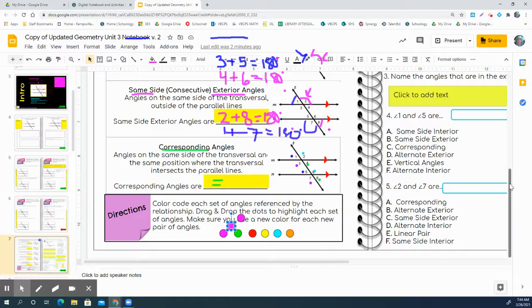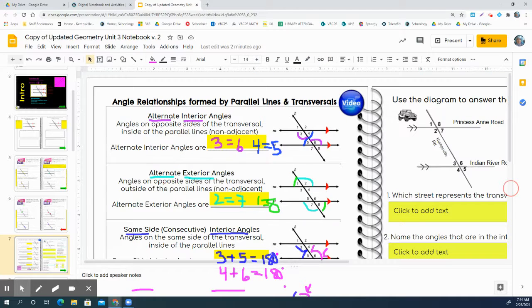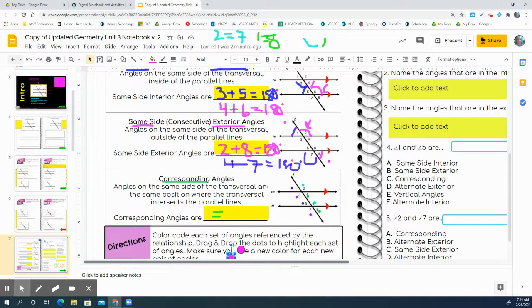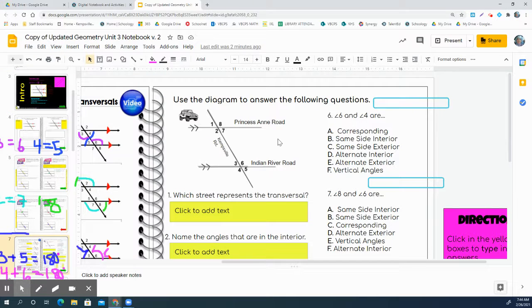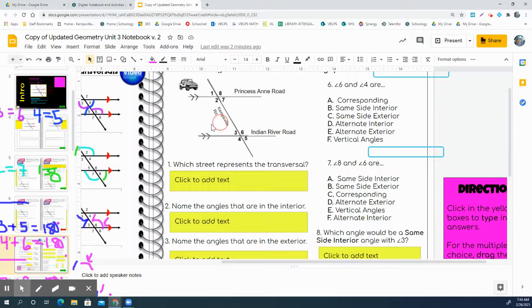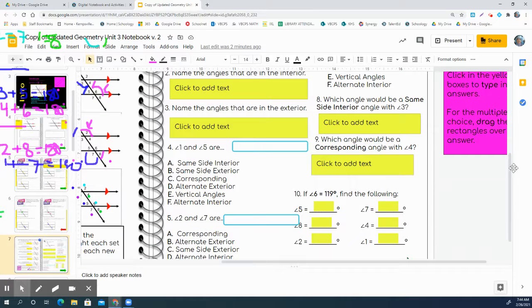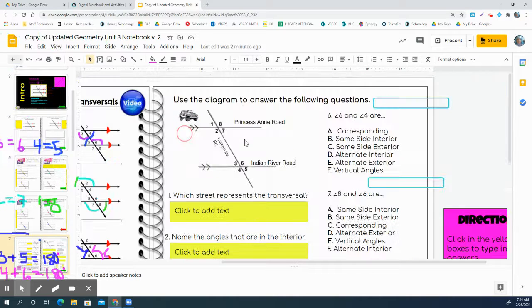So let's see what they look like in real life if we talk about a map. Everybody good with that? We come up to the top. I've got to find out why this computer is being so slow. Can I go to the top? All right. So we've got Princess Anne Road and Indian River, and Kempsville connects them. You can't get to Indian River from Princess Anne without going through Kempsville, according to this map. Now, whether that's actually true or not is a whole other story.